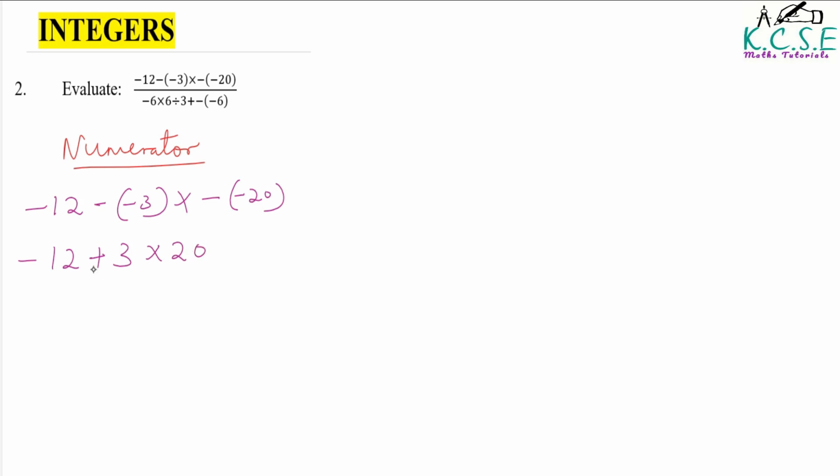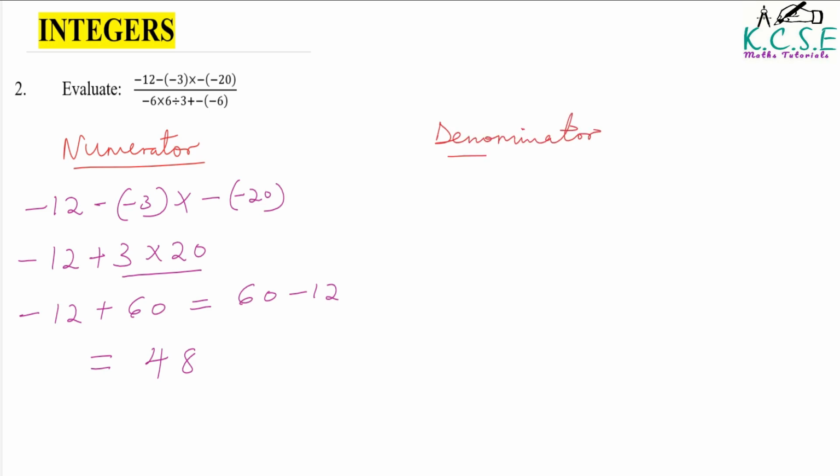Now we have addition and multiplication following the rule of BODMAS. Multiplication should come first. Therefore we have negative 12 plus 3 times 20, which is 60. Negative 12 plus 60 is the same as 60 minus 12, and this gives 48. That is the solution in the numerator. Now let's go to the denominator and get the solution for that.